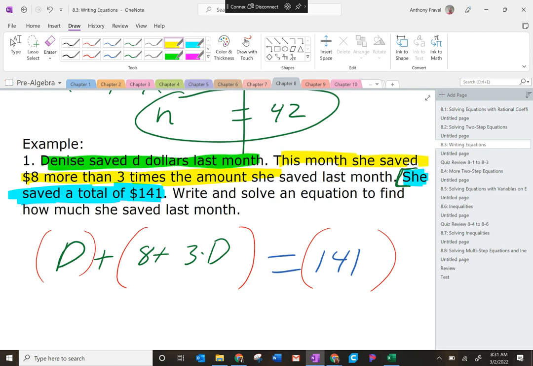Use that with D, another D. So you're gonna get together, right? 133 divided by. So do that 1D plus 3D. We can combine the like terms.